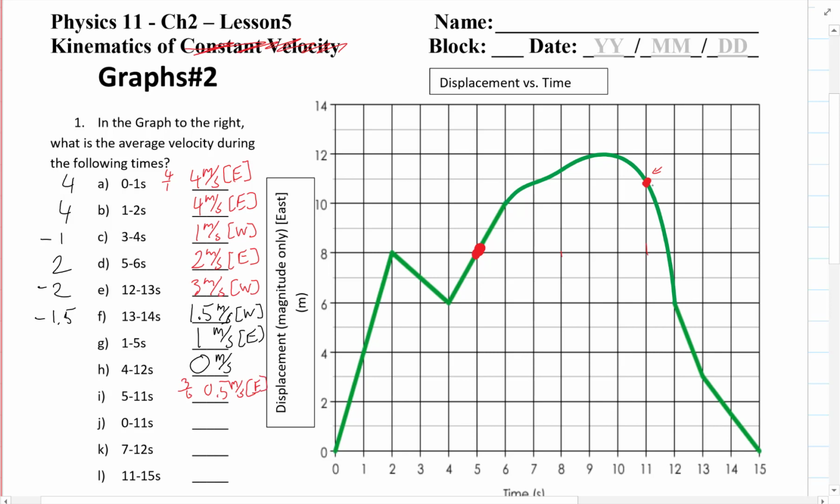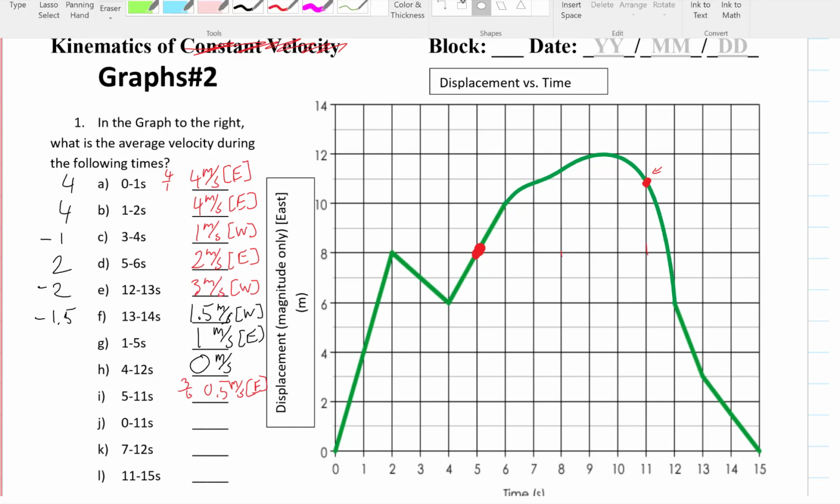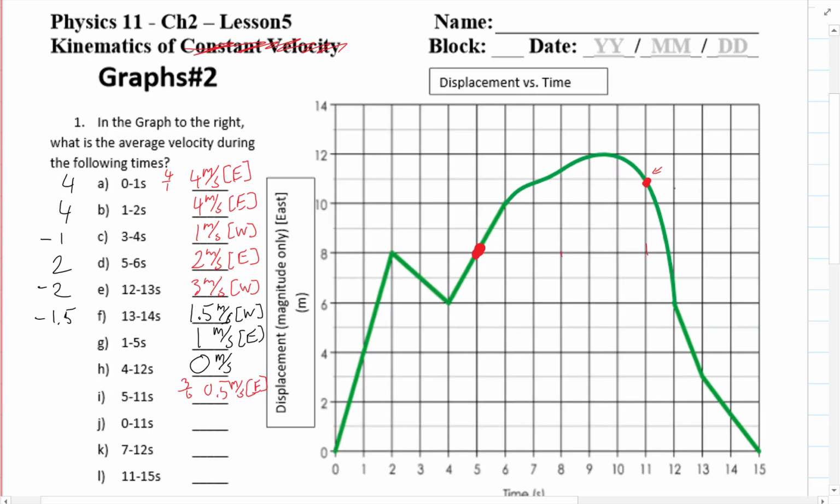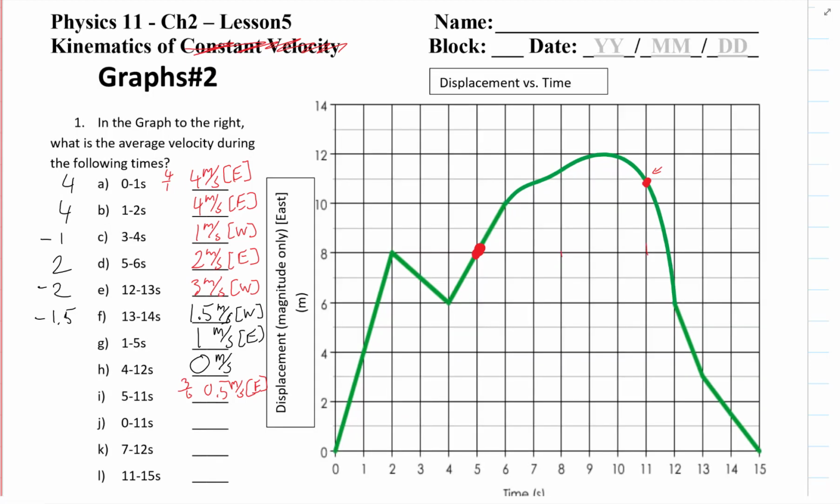0 to 11, that's going to be a rise of 11 over 11, and it is a straight line. Let's just draw that line. I just want to see it. Yeah, it definitely goes through every one of those little points there. It's pretty close. So I'm just going to undo that now. We'll get it out of there. We don't need to see it. But that's the final minus initial line, and we get 1 meter per second east.